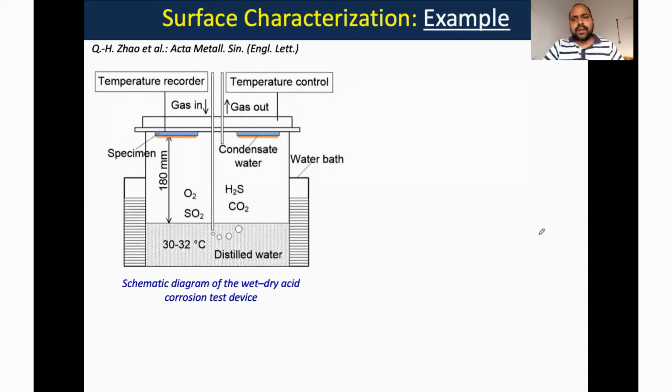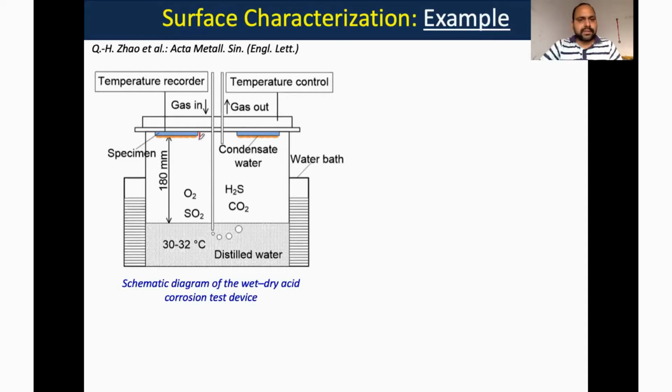Then what kind of corrosion analysis have they done here? This is the corrosion analysis chamber. It is a kind of cell which has two compartments. Here they can record the temperature, and here they can also record the temperature. There is a gas inlet, this is the filled distilled water, and this is the sample holder.